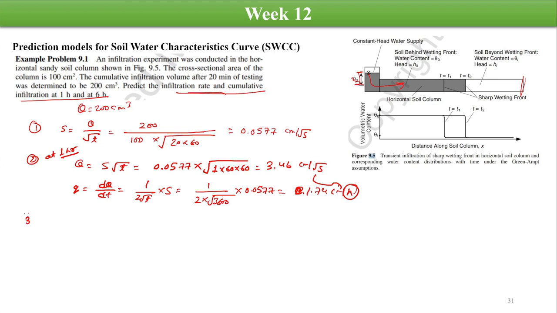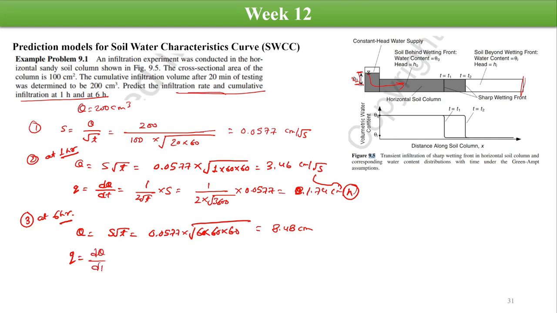Okay, let's do it for 6 hours. So again, the Q will be defined as S under root T. It will be 0.0577 under root of 6 into 60 into 60. It will result in, let's find out, 0.0577 multiplied by under root 6 into 60 into 60. So it's going to be 8.48 centimeter.